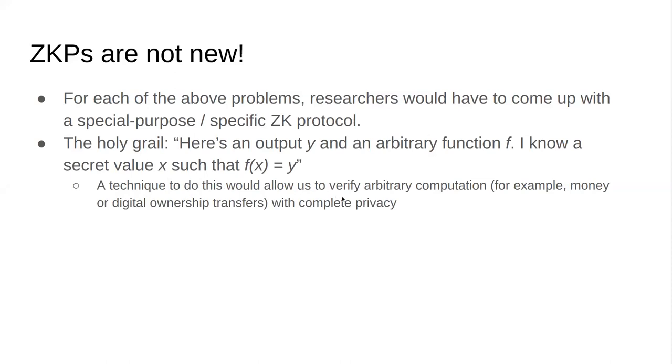A technique to do this would allow us to verify arbitrary computations, for example, money or digital ownership transfers with complete privacy. So basically, this equation, or this statement that we can see here, is very crucial in the zero knowledge case. So we have a function, we have an input, and we have an output. And we're trying to say that when we evaluate that function at that particular input, we are going to get a certain output.